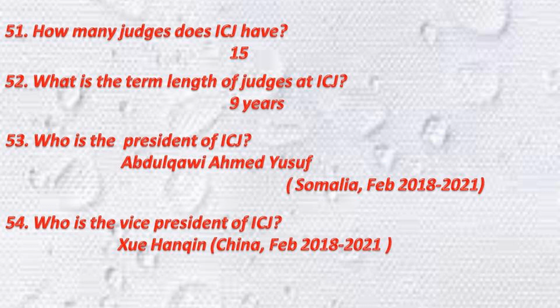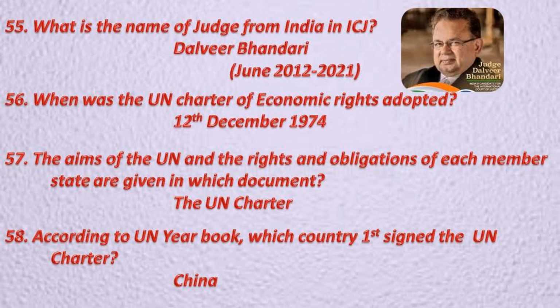53. Who is the President of ICJ? Abdulqawi Ahmed Yusuf, Somalia, February 2018 to 2021. 54. Who is the Vice President of ICJ? Zhu Hanchen, China, February 2018 to 2021. 55. What is the name of judge from India in ICJ? Dalveer Bandari, June 2012 to 2021.